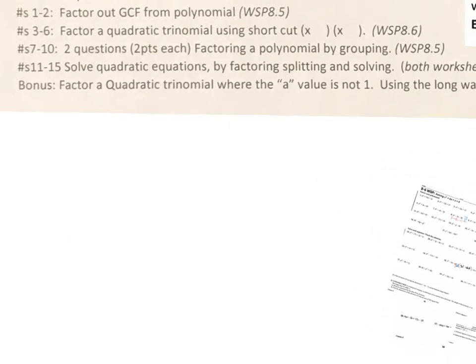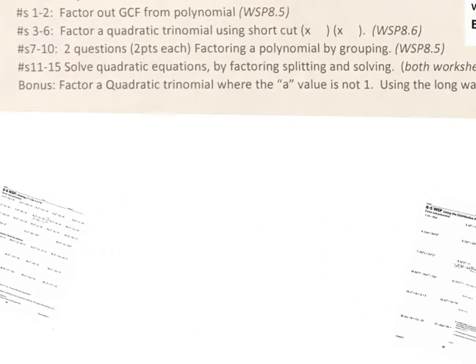Moving on, it says questions 7 through 10. It's only 2 questions, but they're worth 2 points each. Now, why are they worth 2 points each? Because it takes a while when you factor by grouping. So there's going to be specifically 2 questions worth 4 points. It's way too valuable to skip. You have to know how to factor by grouping, and that's also on worksheet 8.5.